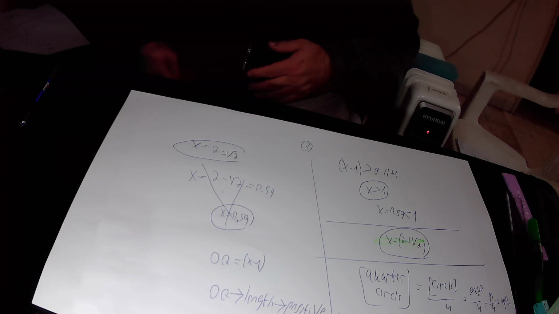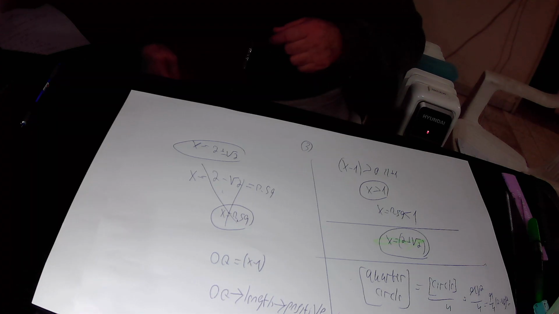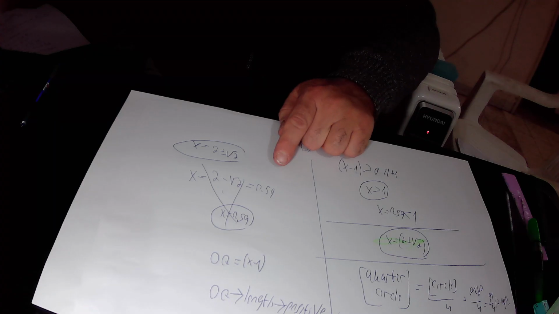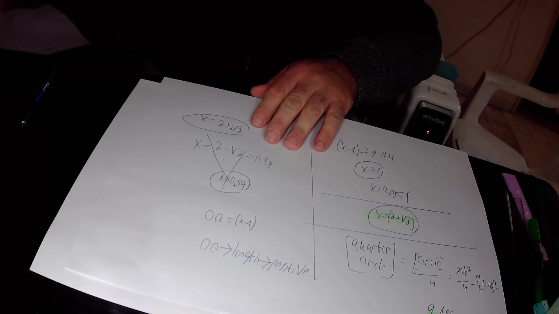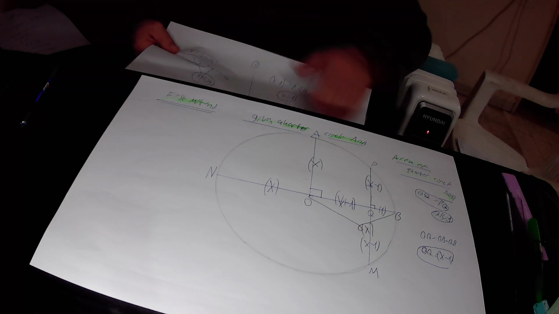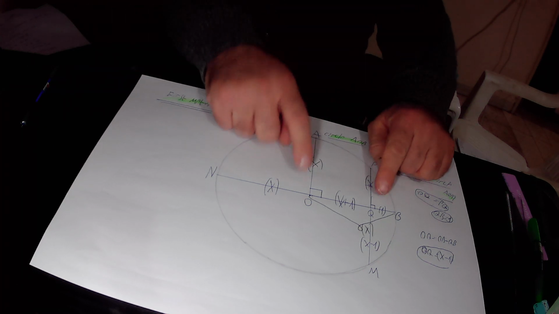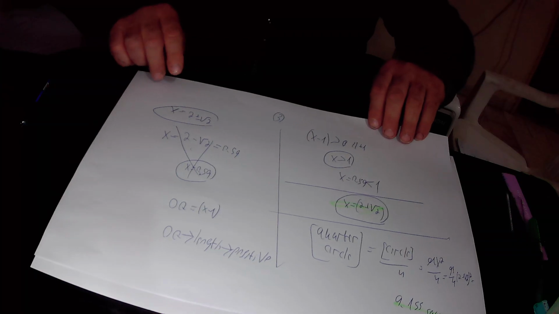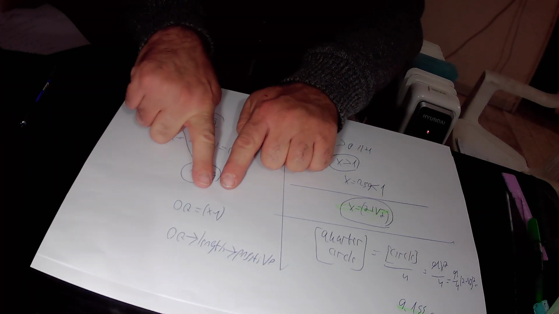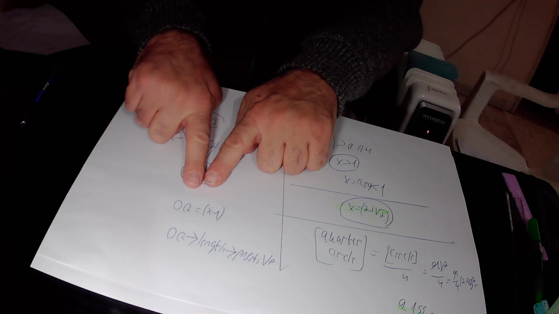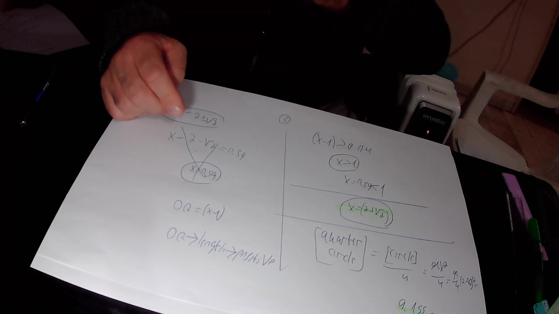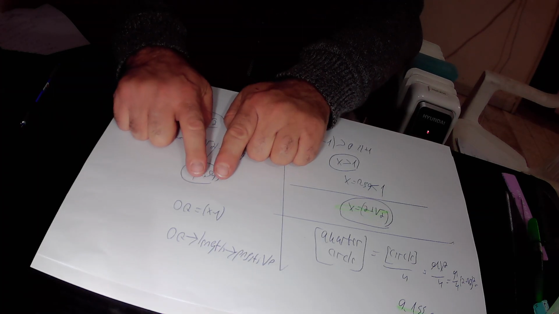So here we have two solutions that are possible for x. The first solution for x is as follows: x equals 2 minus the square root of 2. 2 minus the square root of 2 is 0.59. And this is line segment OQ. This equals x minus 1. OQ equals x minus 1. So OQ is a length, and the length must be a positive number. And the value of OQ is x minus 1.